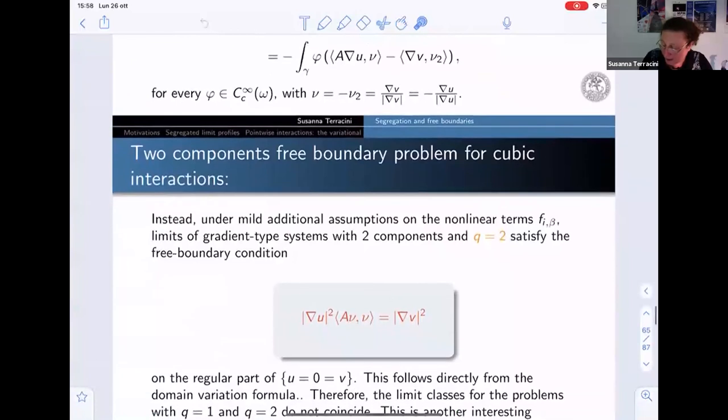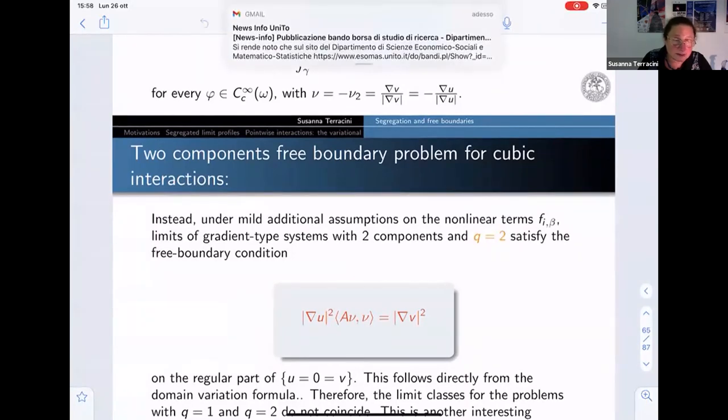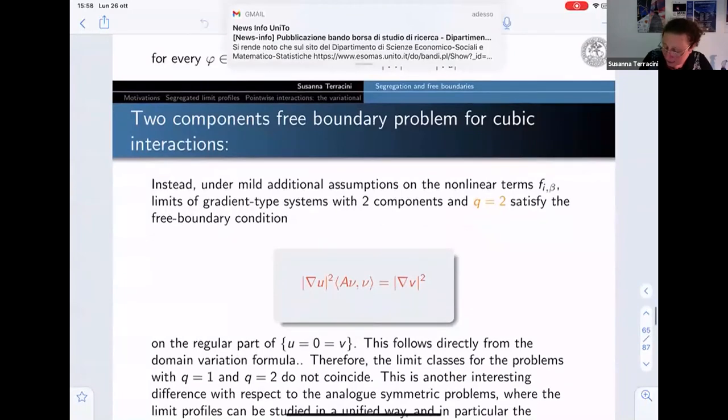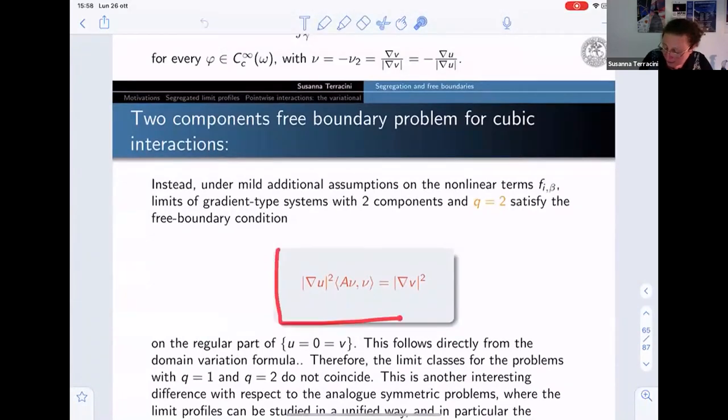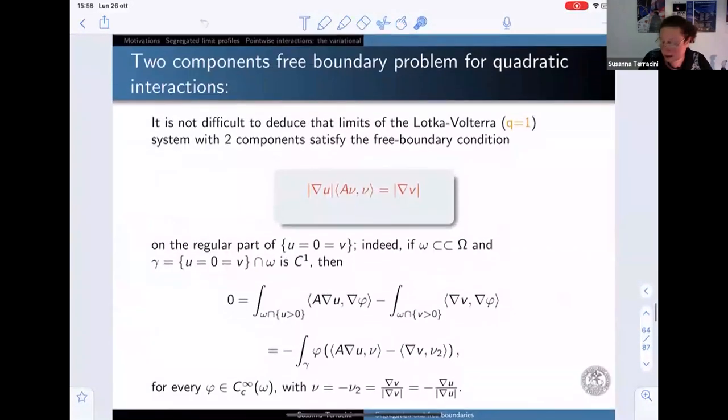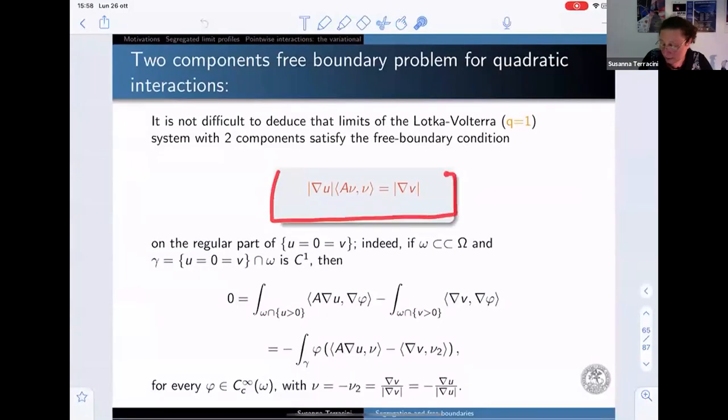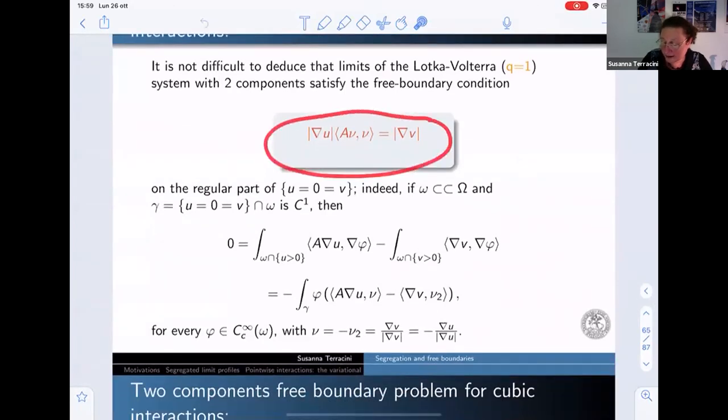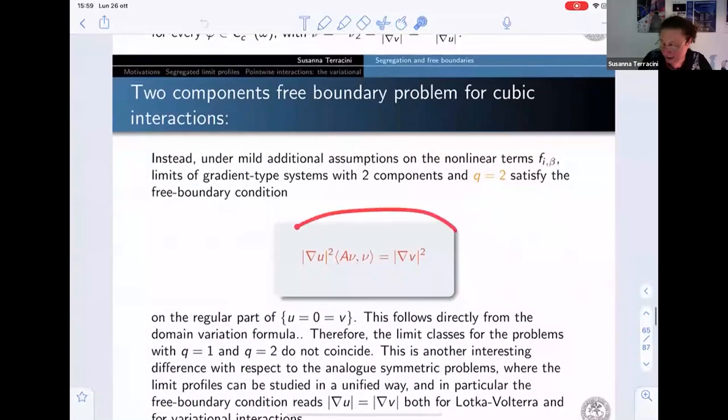Again, if we try to do the same, at least in some circumstances, then we find that the reflection law changes. Okay, this means you can see the homeopathic effect of the interaction law, whether it is cubic or quadratic, on the way that the solution reflects at the boundary.